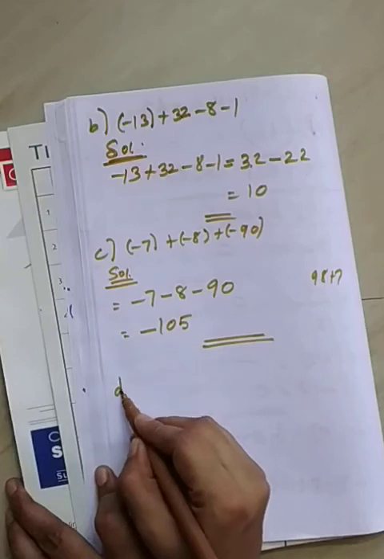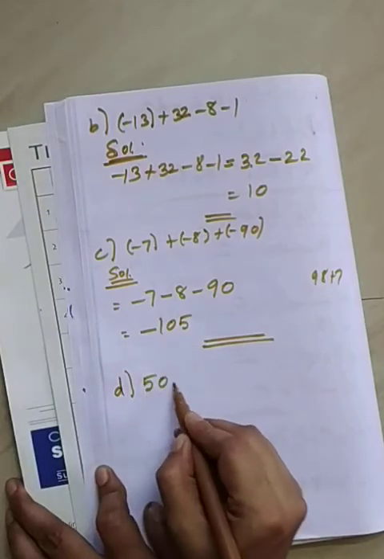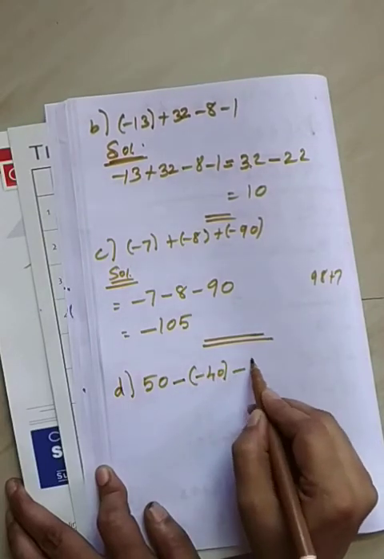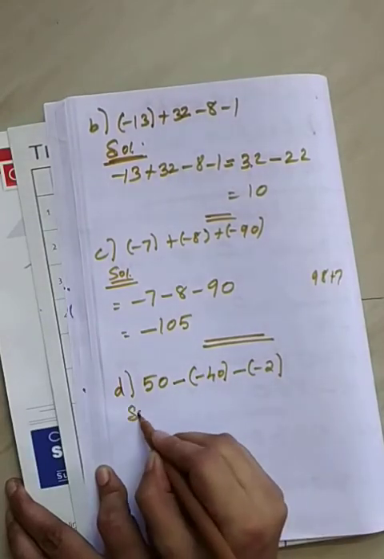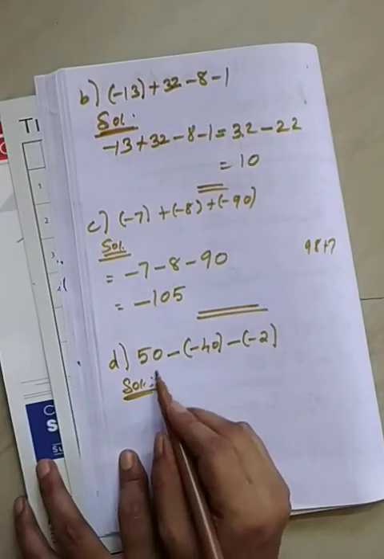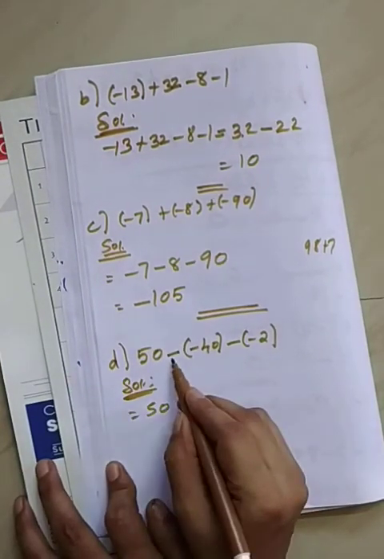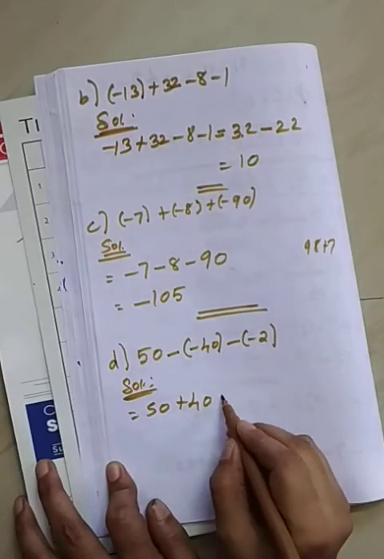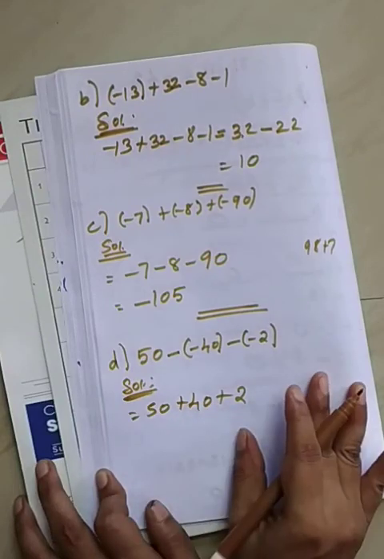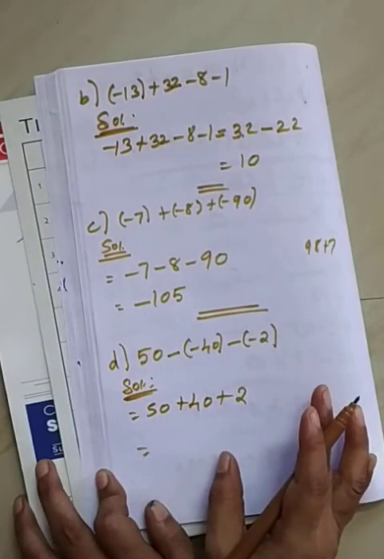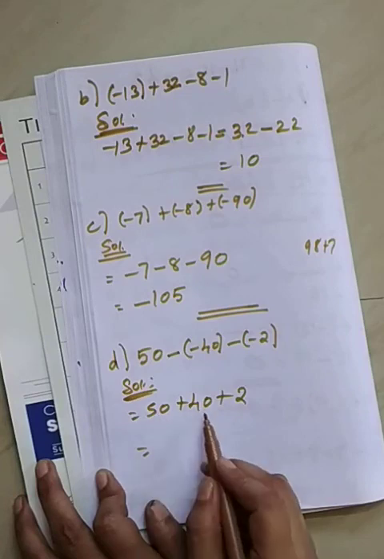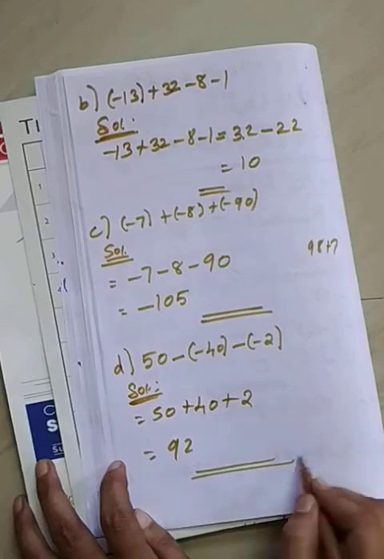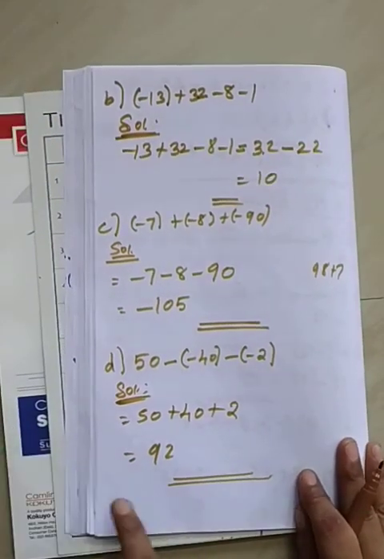Okay. The next one. See 50 minus of 40 minus of minus 2. What is that? See here. First you have to write 50 minus into minus plus 40. In this one minus into minus plus 2. All are positive. So directly you can add. This is easiest one, right? What is 50 plus 40? 90. 90 plus 2? 92 is your answer. Everybody clear? Thank you.